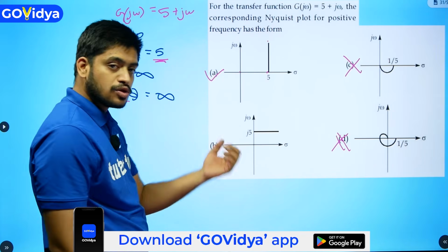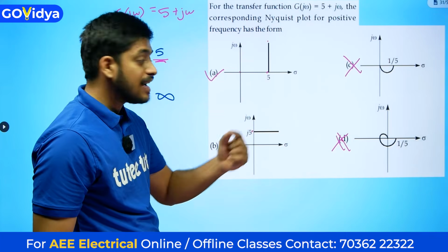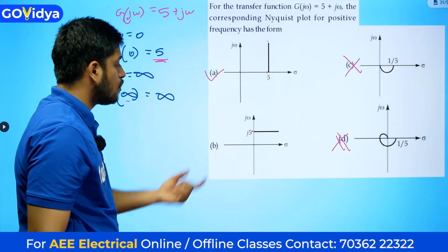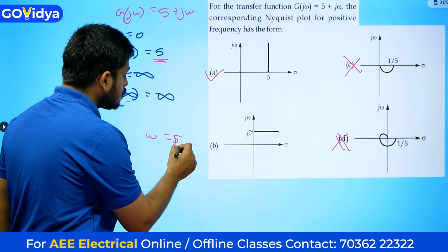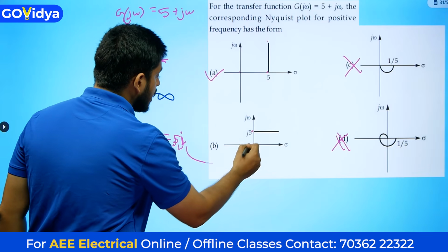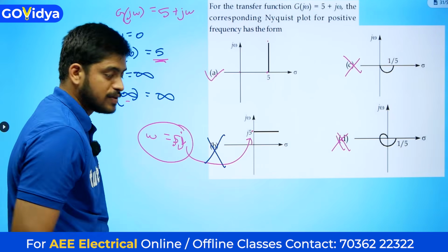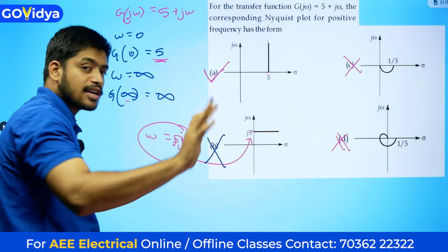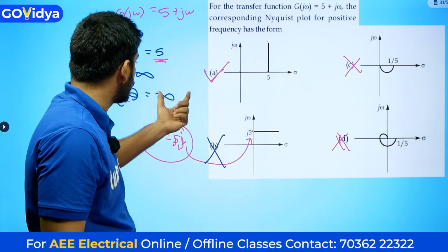This one option, students may get confused. This is the point where omega equals 5j, not omega equals 5. So this is absolutely the wrong option. Only option A is the direct and correct option. So this is the simplified process you can learn in this way.